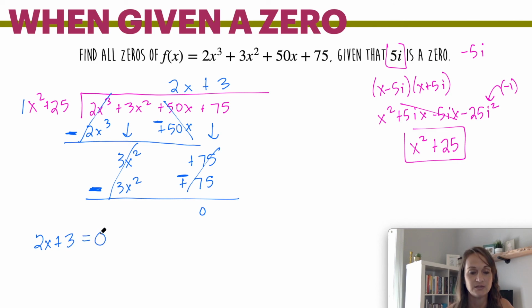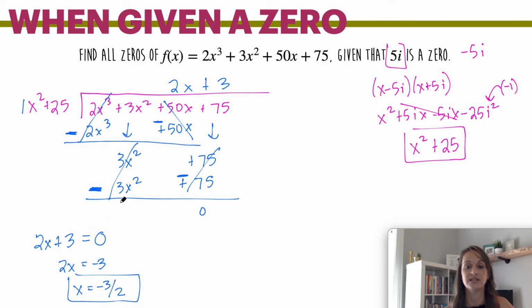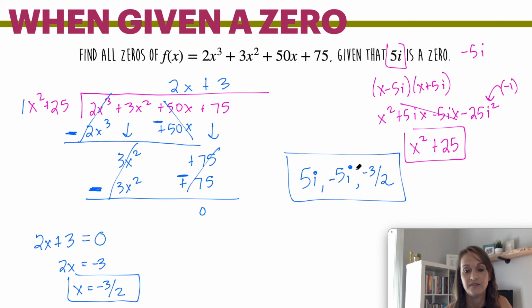If you set that equal to 0, you'll actually find your 0. So you would subtract 3 and divide by 2, and you get your last 0, which is negative 3 halves. So if 5i is a 0, we know that negative 5i was a 0, and we just determined that negative 3 halves was also a 0. These are 3 zeros. Your highest degree was a 3, and so you found all of your answers.